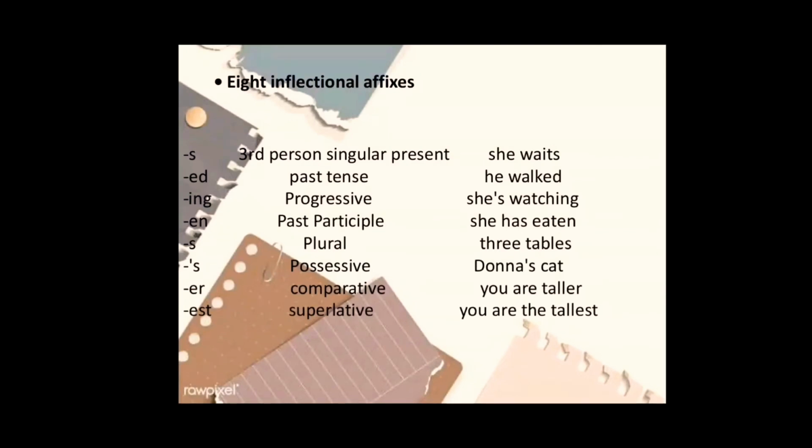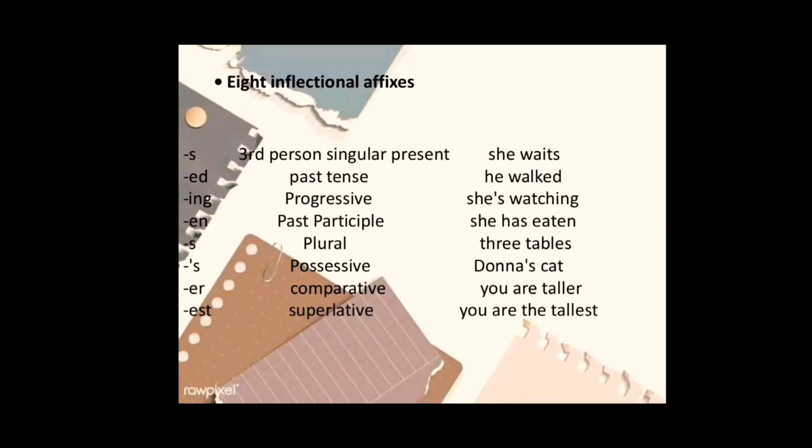8 inflectional affixes. S: third person singular present. Example: she waits. Ed: past tense. Example: he walked. Ing: progressive. Example: she's watching. En: past participle. Example: she has eaten.